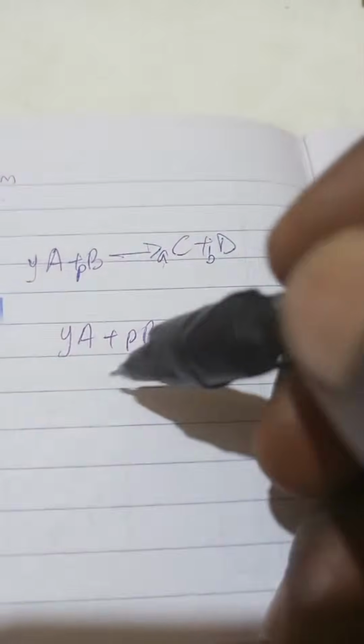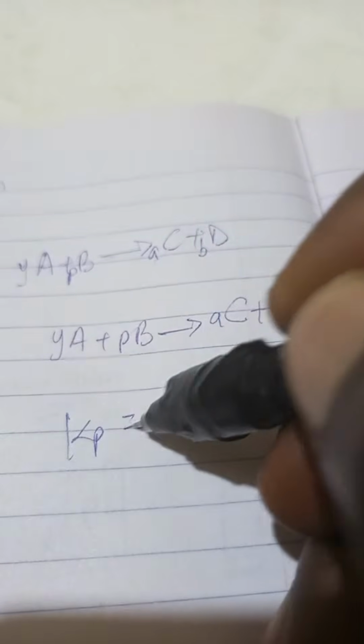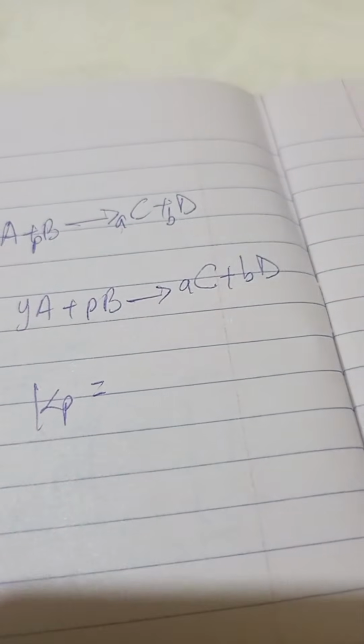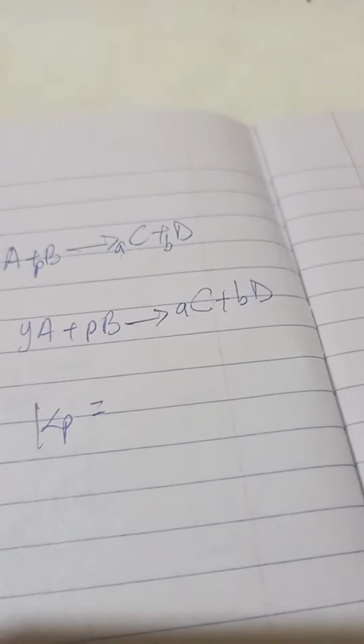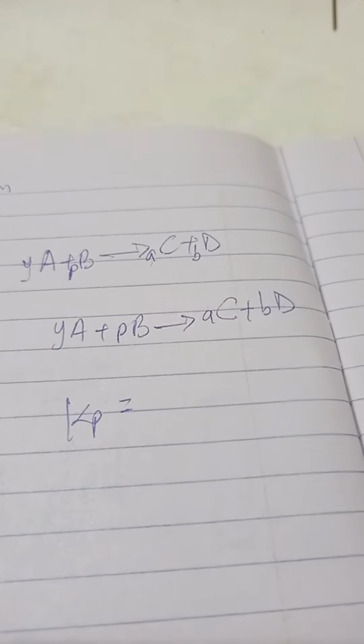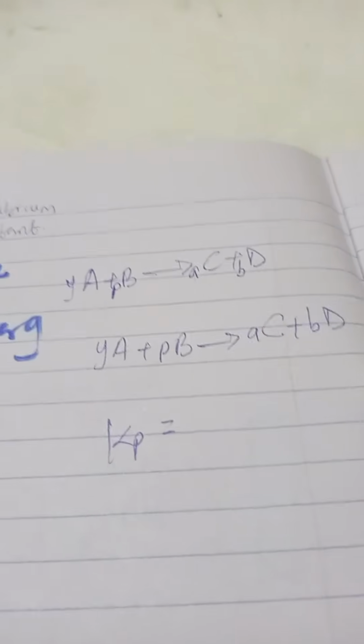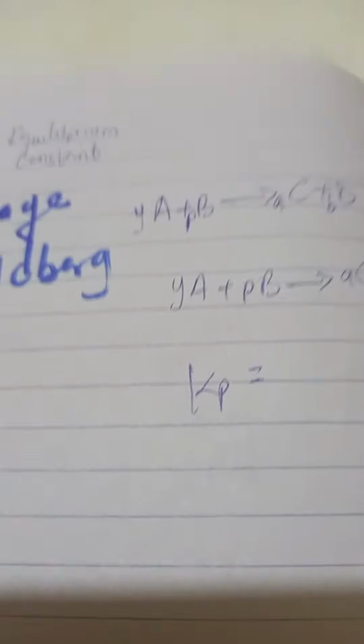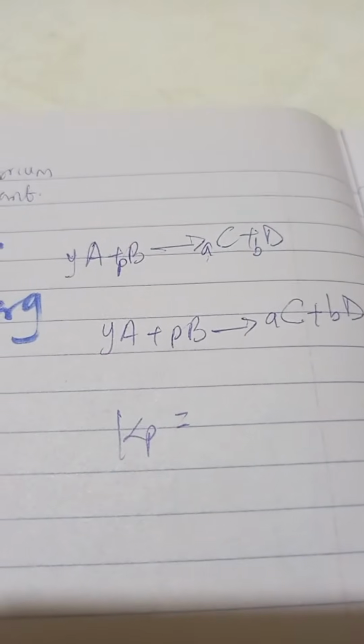So how will you write the equilibrium constant, which is called KP? If anybody knows it, you can put it in the comment section. Ask a question, Franklin. Don't say you want to ask, just ask the question. I'm here for you. Don't take permission to ask questions. So if anybody knows how to write the equilibrium constant, you can just proceed with me.